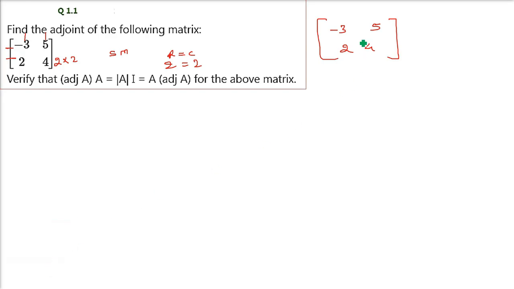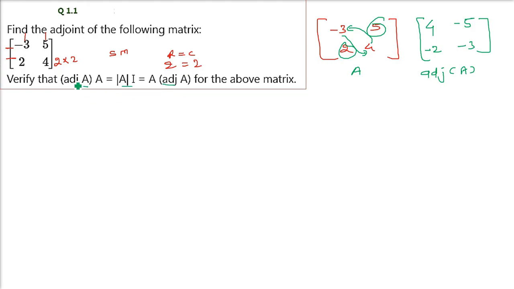We have to exchange 4 and -3. So put 4 here and -3 here, exchanging the diagonal elements. And what about the 5 and 2? This is your A, and this is your adjoint A. For the 5 and 2, you have to change the sign. So 4 and -3 have been exchanged, and 5 and 2 get a negative sign.